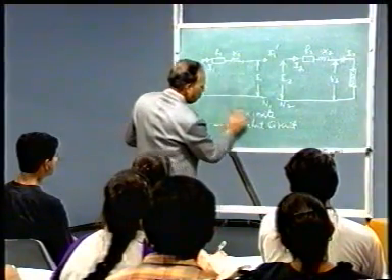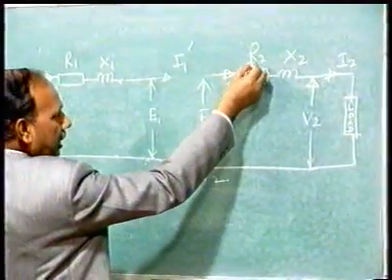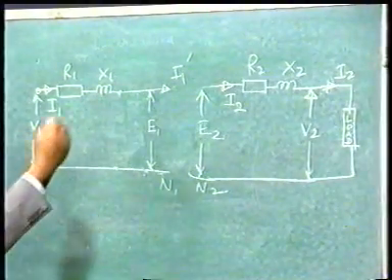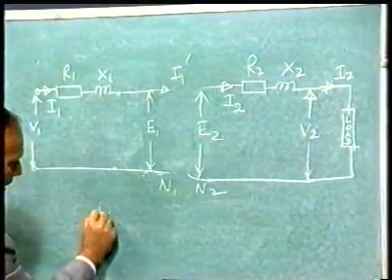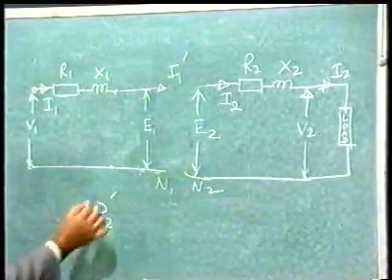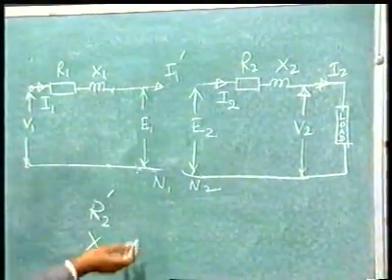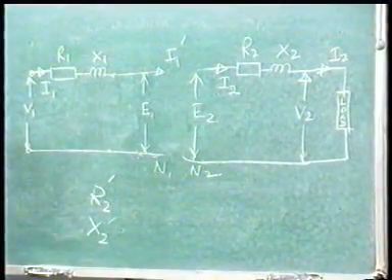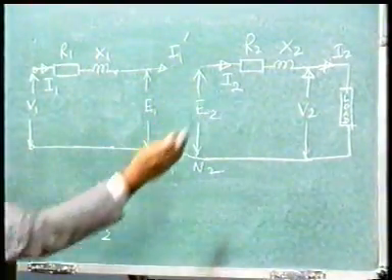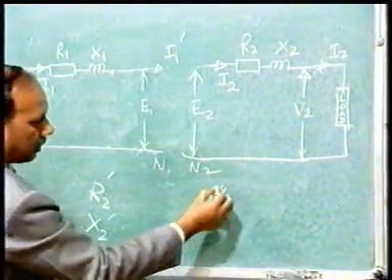Now for a convention, if I transfer these quantities, say R2, X2, etc., to the primary side, we will call them R2 dash. X2 transferred to the primary side, we will call X2 dash. Similarly, if these quantities are transferred to the secondary side, R1 transferred to the secondary side will be represented by double dash.